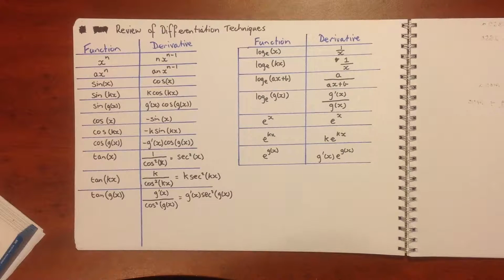Okay, so we'll go through a whole heap of different functions at the start and how we differentiate them. And then we're going to be looking at the chain rule, product rule, and quotient rule.